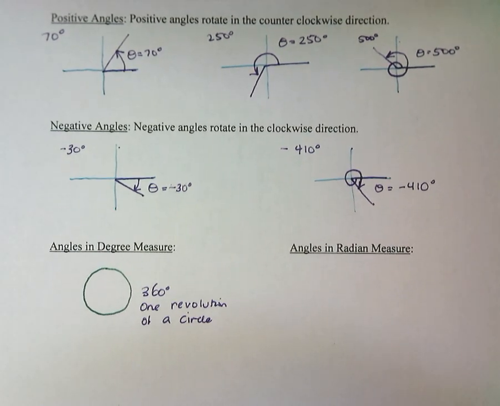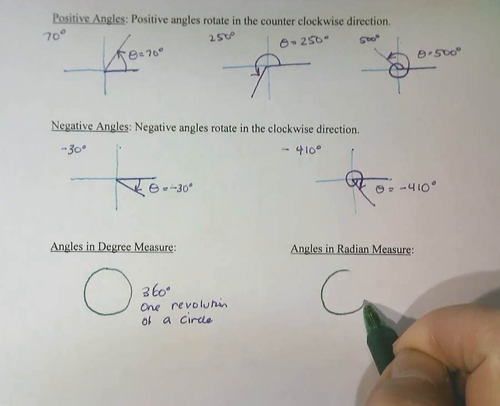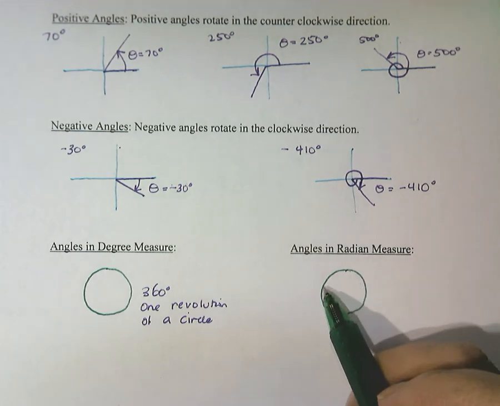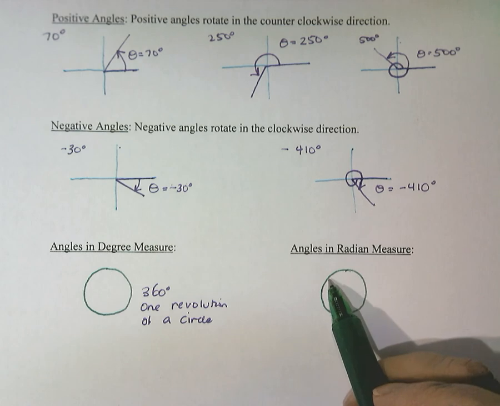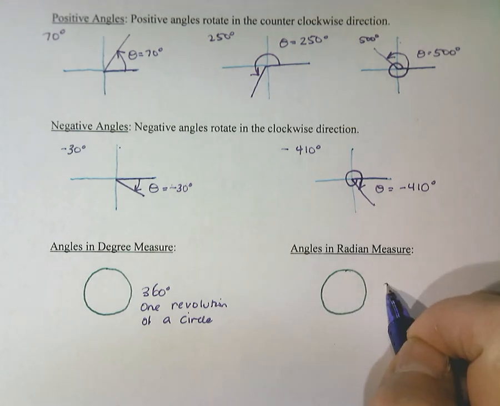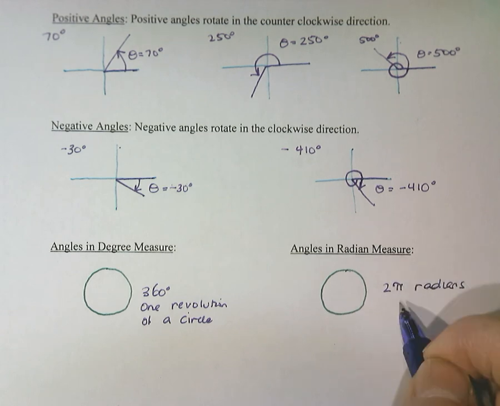If we were to do it in radians, the circumference of a circle is 2 pi r all the way around. So r is just that distance around. So my angle is going to be 2 pi radians, is one revolution.